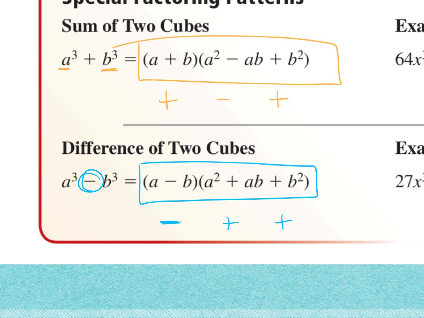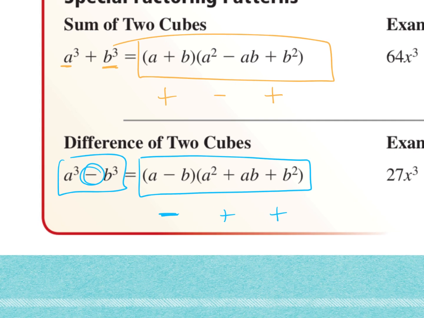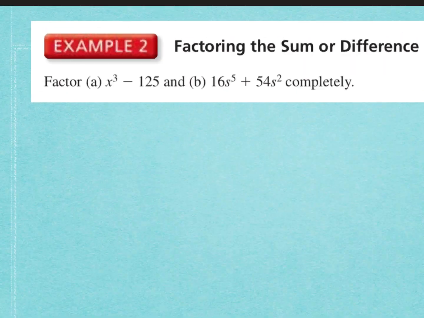but it just depends on if you're subtracting the two perfect cubes or adding them. Subtraction one has the subtraction first. So these two formulas you have to memorize for the next quiz. So let's look at the next two examples.